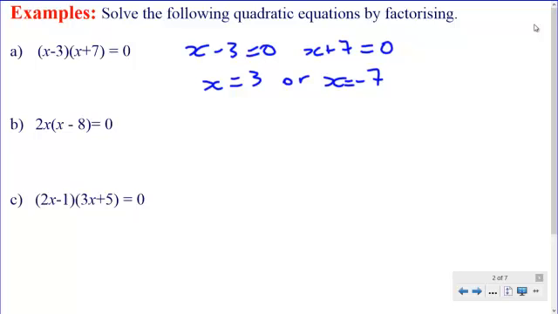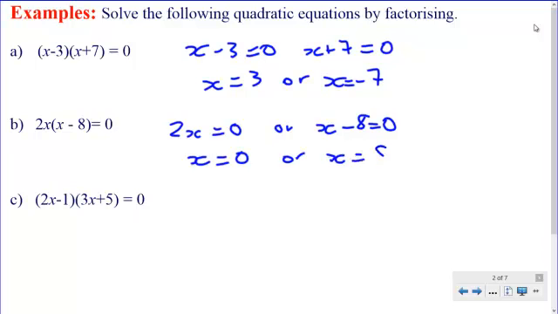With our second example, 2x times (x minus 8) equals 0. Again, this means that either 2x is equal to 0 or x minus 8 is equal to 0. If we solve each of these equations, we get x is equal to 0 or x is equal to 8.